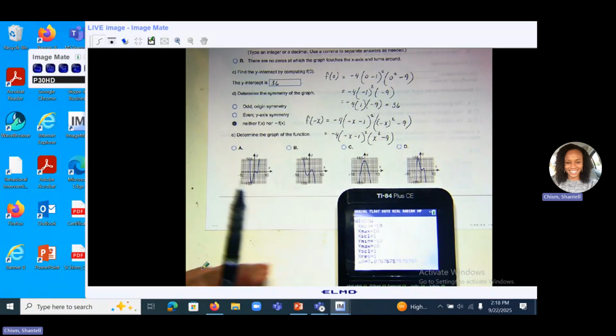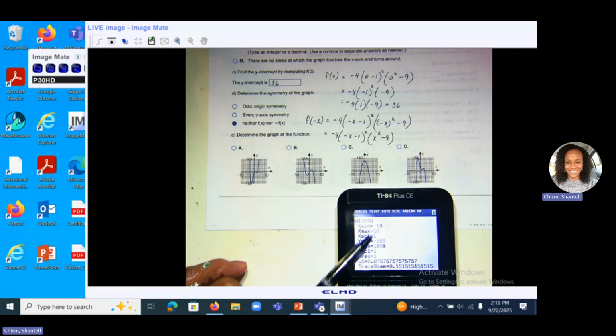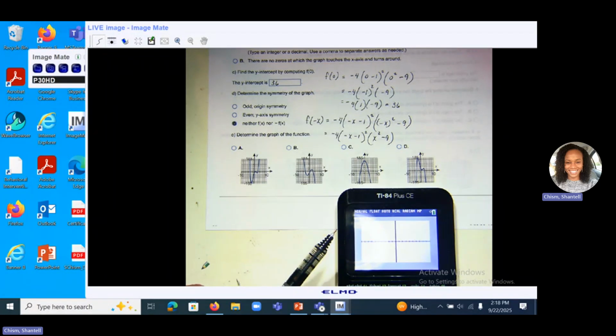So let's adjust our window to match up with theirs. That way we can get a good picture. -185 on the Y min and +185 on the Y max. Standard 10 by 10 on the X. Let's hit graph now, and I bet we'll get a better picture. Absolutely. So that would be D.